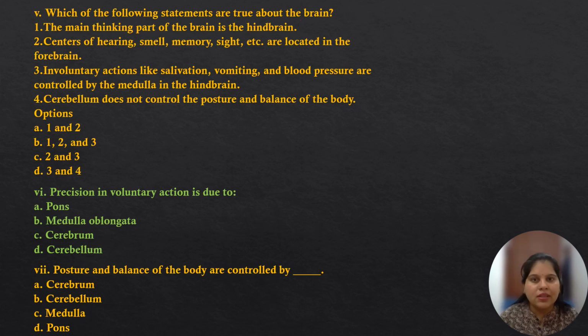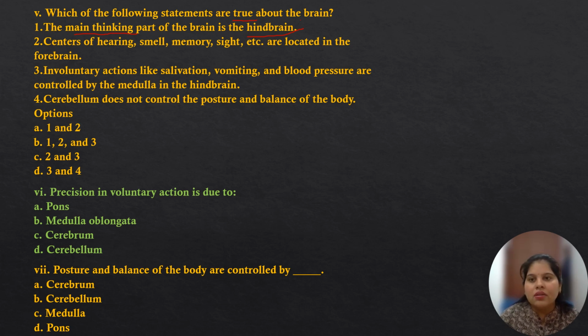You have to tell the true statement about the brain. First, the main thinking part of the brain is the hindbrain. Is this the main thinking part? No. Second statement: centers of hearing, smell, memory, sight, etc. are located in the forebrain. Yes. Tell me, should this statement be correct or wrong?